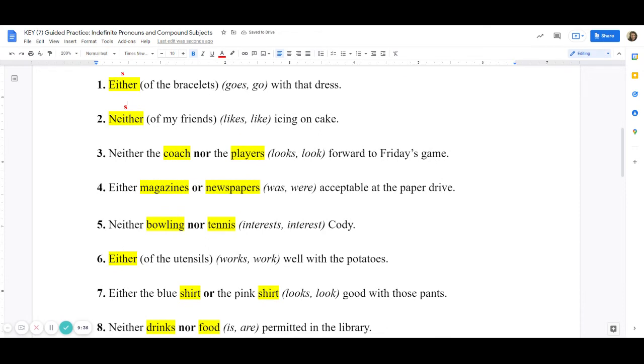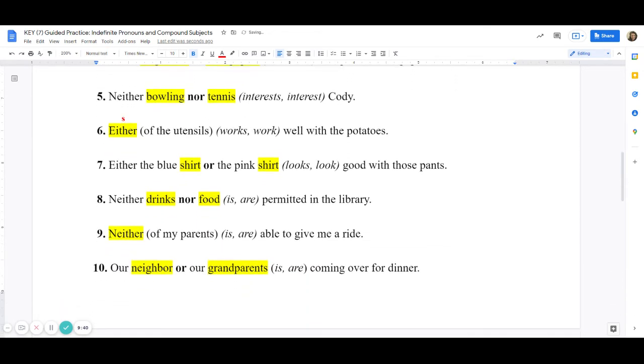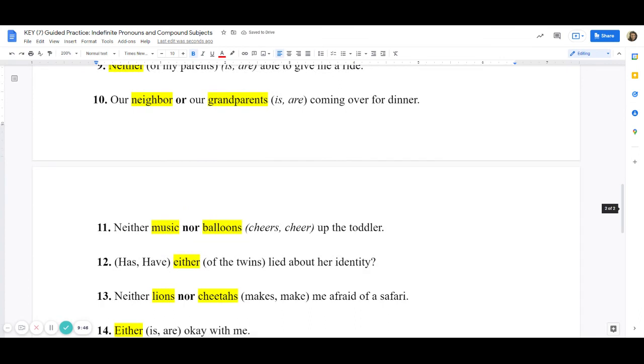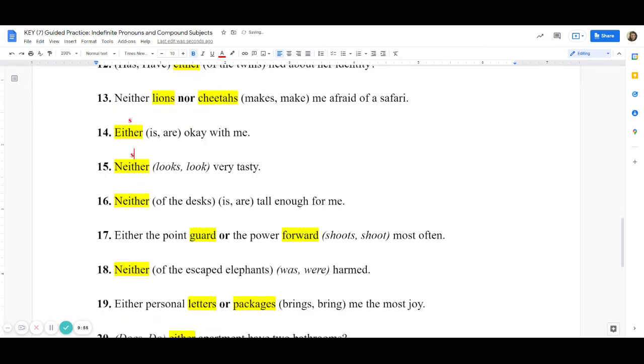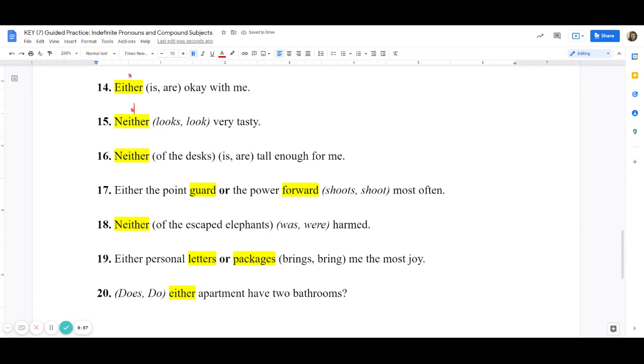3, 4, and 5 do not have just either and neither highlighted, but 6 does. So go ahead and just go all the way down your list and find them by themselves and label them as singular. They will be singular every single time. Now, I'm not labeling 16 through 20, but you do have to do that. I want to make sure that you can actually do this on your own. So make sure you complete 16 through 20 on your own.